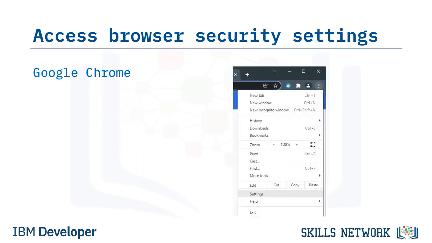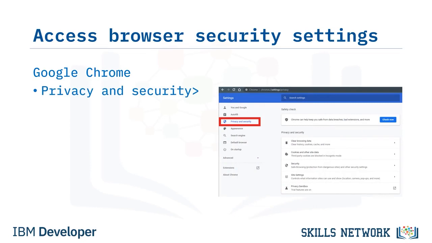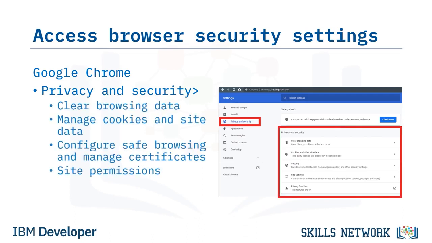For example, in the Google Chrome web browser, to access these settings, you select the Customize and Control Google Chrome button, that's the vertical 3 dots in the top right corner, and select Settings. Then you select Privacy and Security from the left navigation menu, and from here you can configure several settings, including clearing browsing data, configuring cookies and site data, configuring safe browsing options and managing certificates, and site permissions. You can also navigate directly to this settings page by browsing to Chrome://settings/privacy in the address bar.